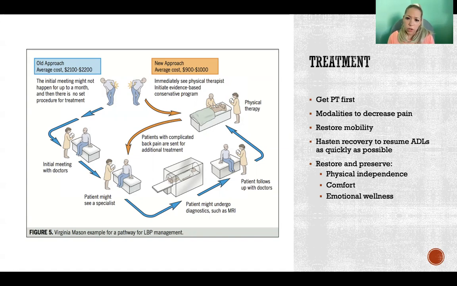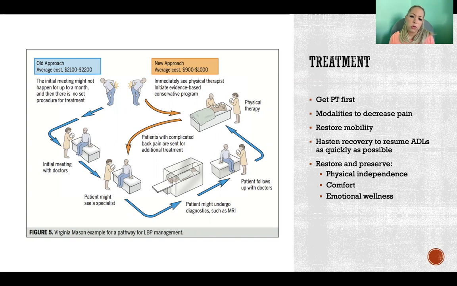So for treating non-specific low back pain, you want to have modalities that are decreasing the pain. For some people, that could be applying heat, it could be applying cold, it can be work to restore mobility, so range of motion work, it could be massage. Depending on the person and the symptoms and the type of pain they're having, there's all sorts of modalities that might improve their pain.